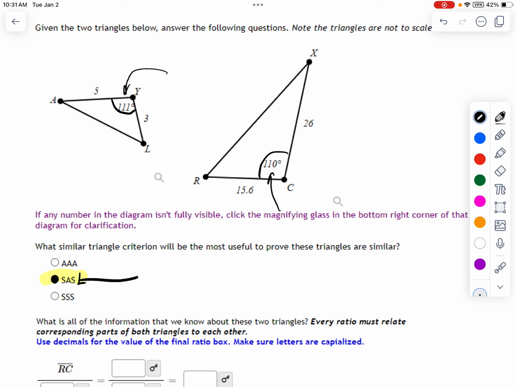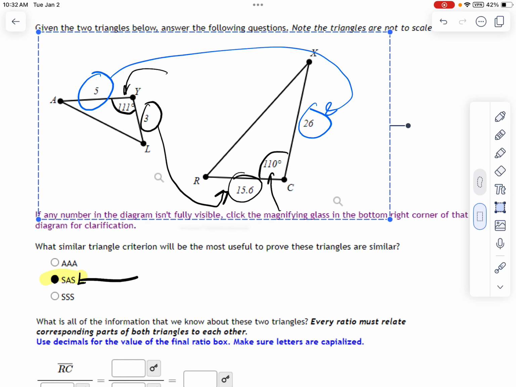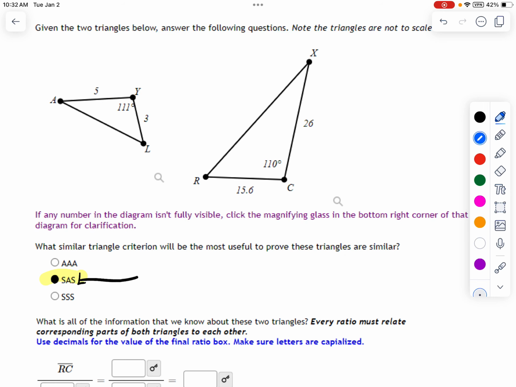In order to know if the sides are similar to each other, they have to be proportional, meaning there's some kind of scaling factor. Whatever you multiply 3 by to get to 15.6, you have to be able to multiply 5 by that same number to get to 26. That's what proportional means: you have to be able to multiply the same number to all sides to get to the other triangle.